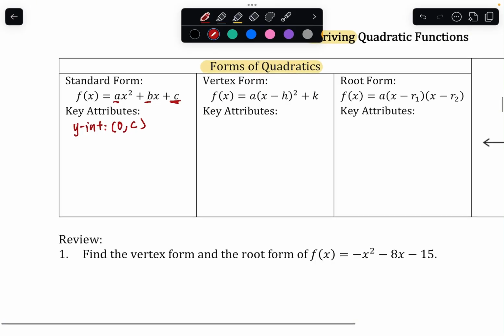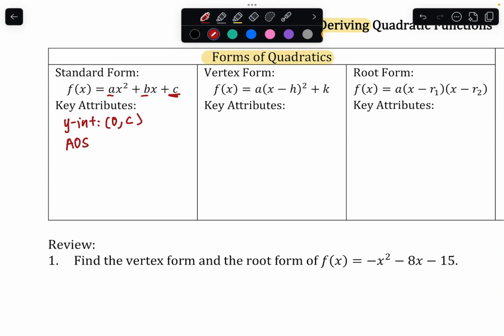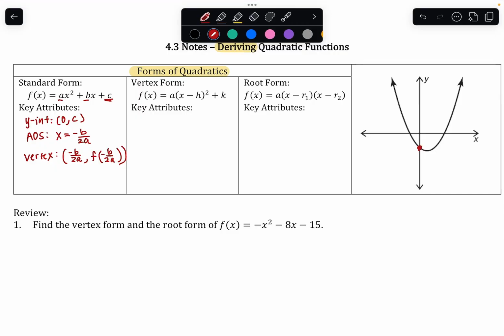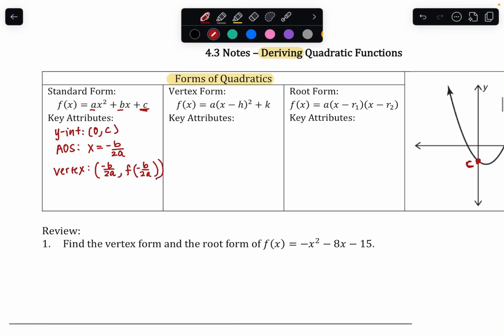You can also get the axis of symmetry using a formula, x equals negative b, or opposite of b, over 2a. From there, you can plug that into the original function to get the full vertex. The negative b over 2a is just your x coordinate, and when you plug that in to get the y value, that will be the y coordinate of your vertex. Looking at our graph, this C value will be our y-intercept. It's important to know that that is not your vertex.